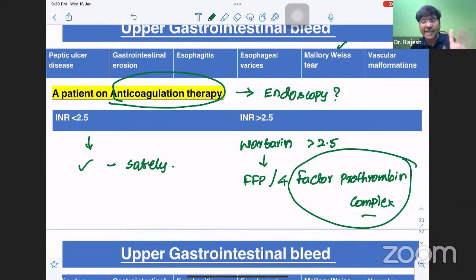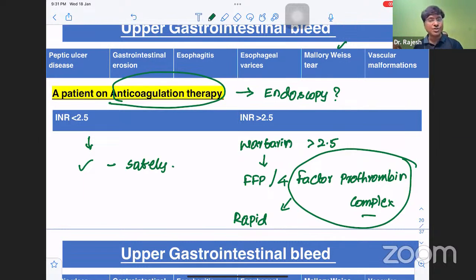Now the question is why? Because this 4-factor prothrombin concentrate is more rapid in onset of action and it is effective at correcting the INR. Okay, so there will be rapid onset of action with 4-factor prothrombin complex in correcting the INR. So that is the reason why 4-factor prothrombin complex is preferred, not your fresh frozen plasma.